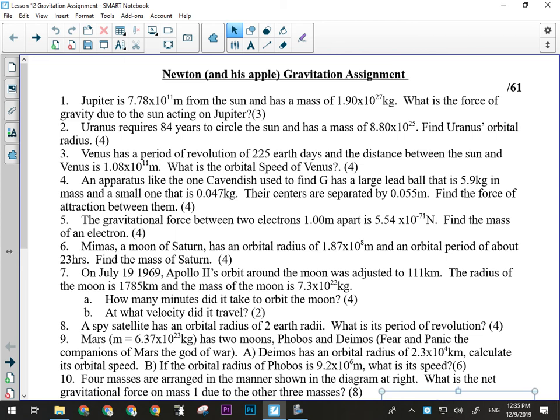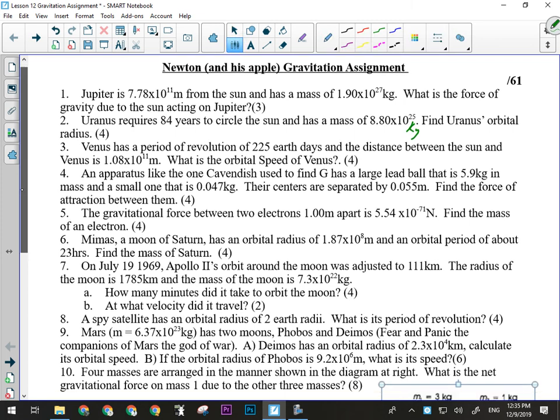All right, so for question number 1, it's some information about Jupiter. It's saying it's this far from the sun, giving you Jupiter's mass. We're looking for the force of gravity due to the sun, or between Jupiter and the sun. For number 2, they're giving us the orbital period of Uranus. Obviously it orbits the sun and it has its mass there. That should say 10 to the 25 kilograms. You may want to add that in there because for some reason it's missing. Find the orbital radius of Uranus.